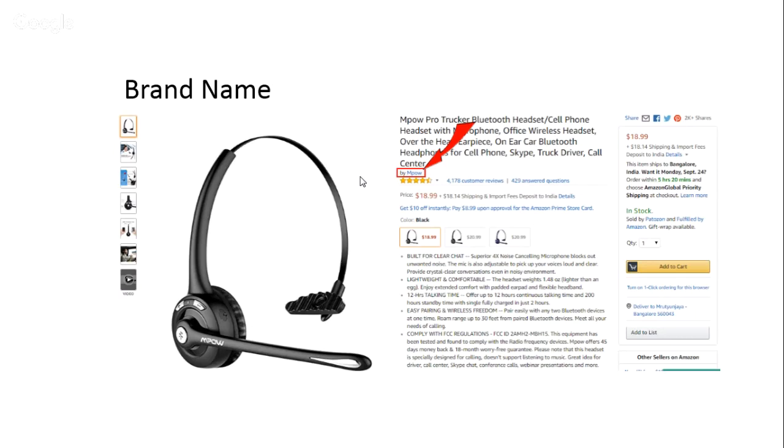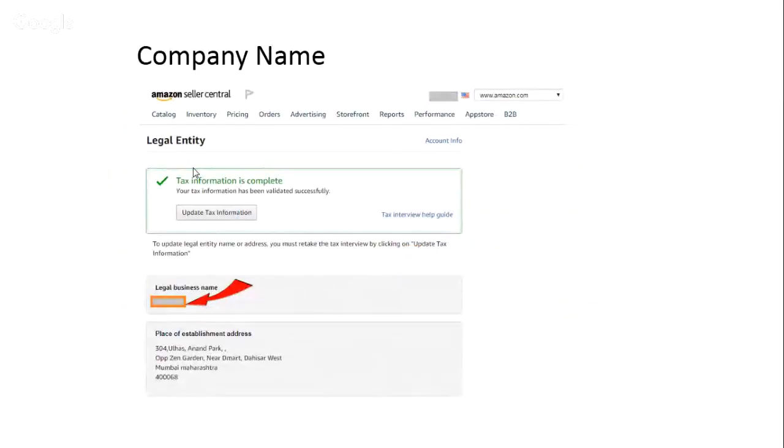At this point, you just have to understand what is brand name. Company name is the legal name which you will put while doing your registration. It can be your company name or it can be the individual name. That is nowhere seen by the customers. It is not seen outside.